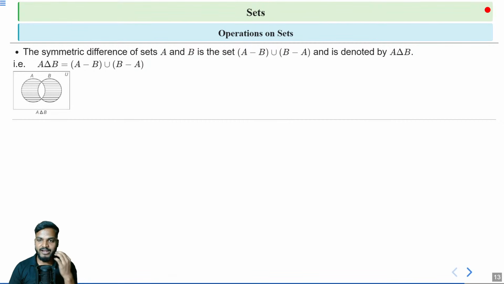By Venn diagram it can be represented like this: the rectangular region is the universal set and there are two sets A and B. What is the symmetric difference? It is just the union of the differences of both sets, A minus B union B minus A. If you take A union B and subtract the intersection part, A intersection B, then we get the symmetric difference of sets A and B.